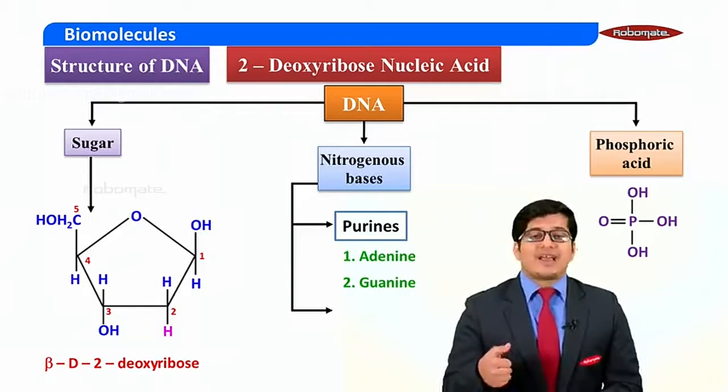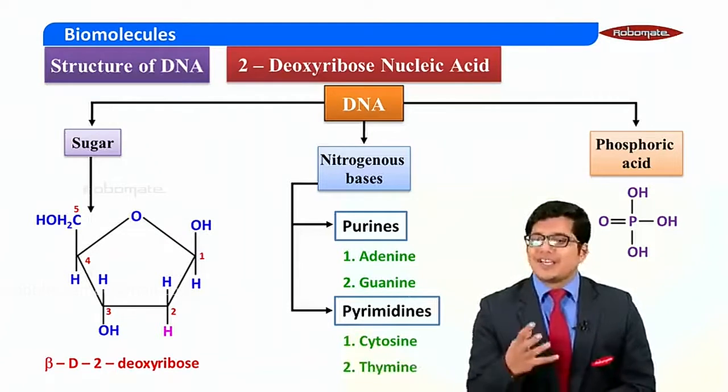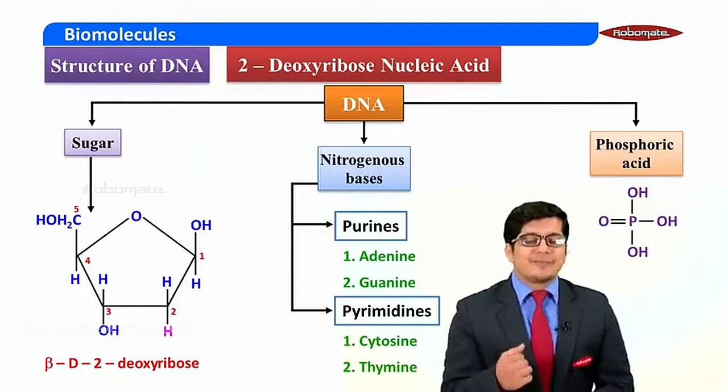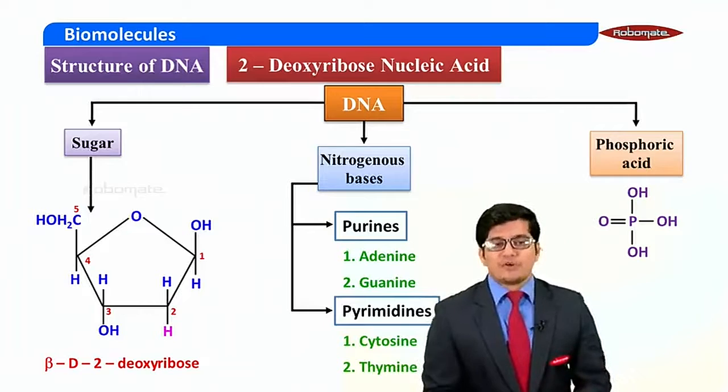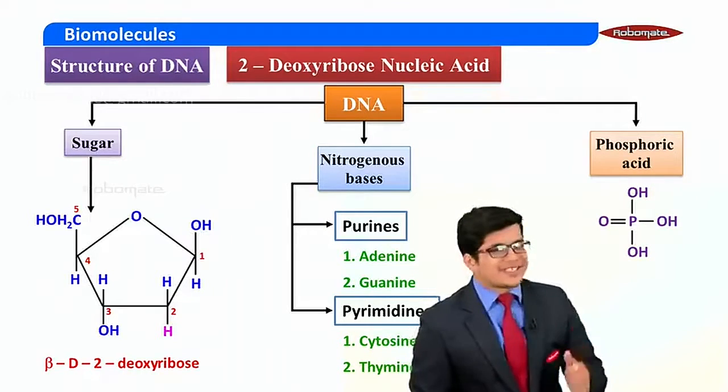Nitrogenous bases, again, consist of two types, purines and pyrimidines. In purines you have adenine and guanine, whereas in pyrimidines you have cytosine and thymine. And in the phosphoric group or phosphoric acid you have a structure something like this.